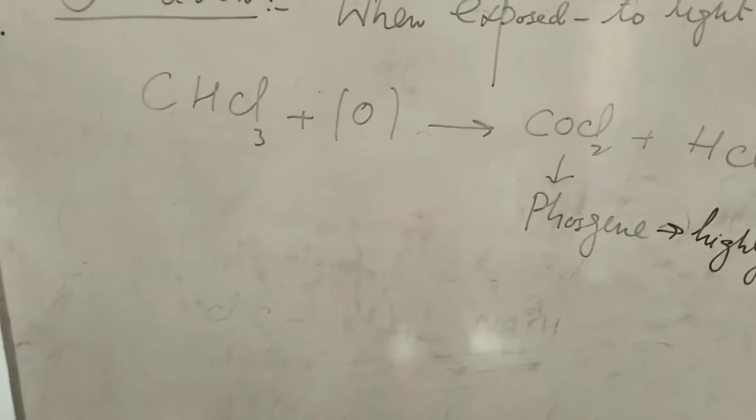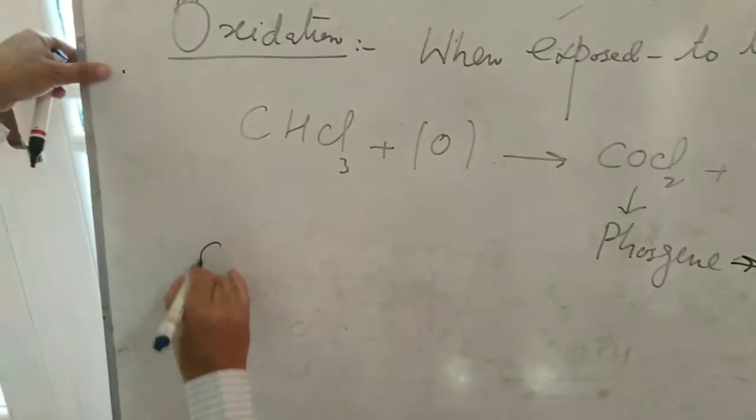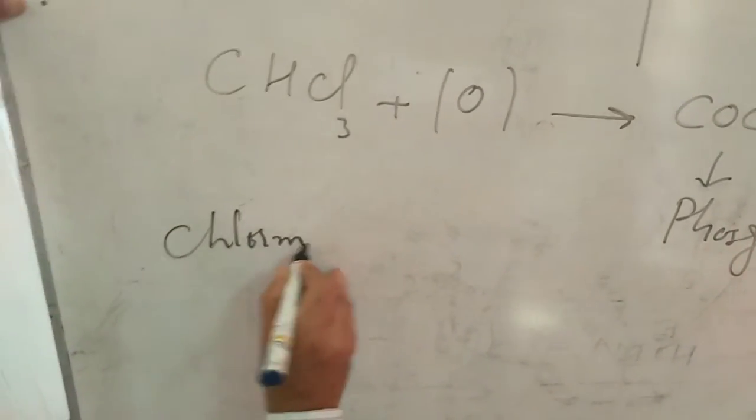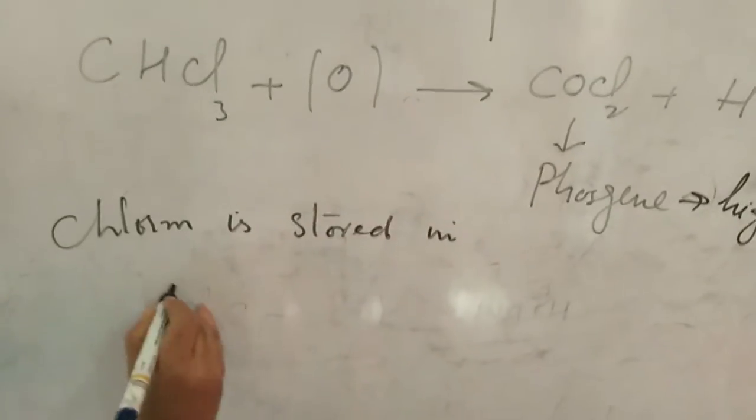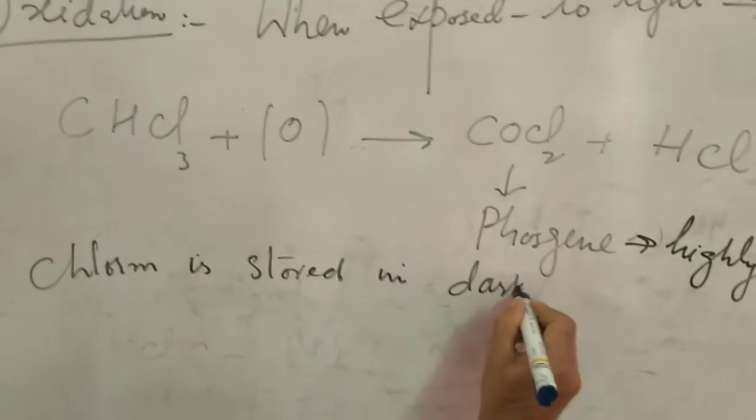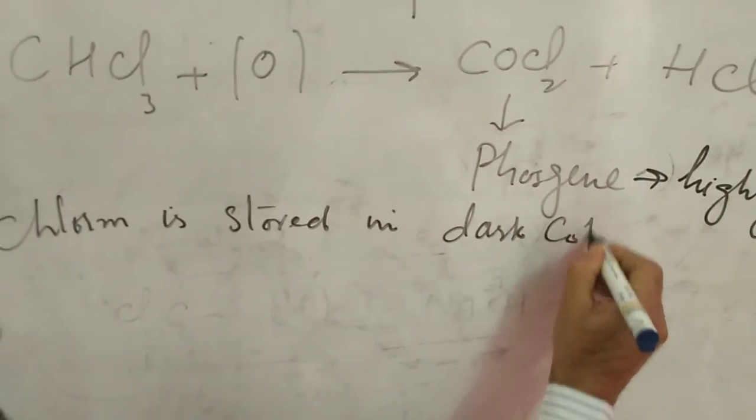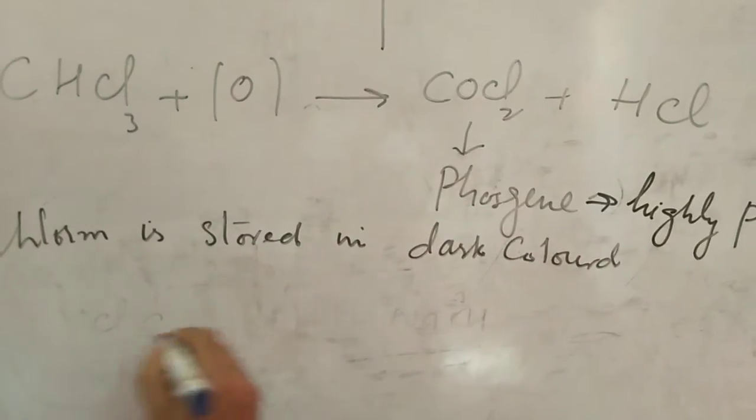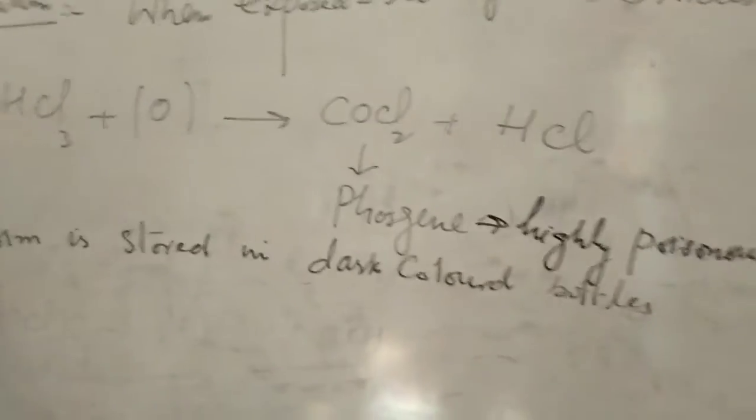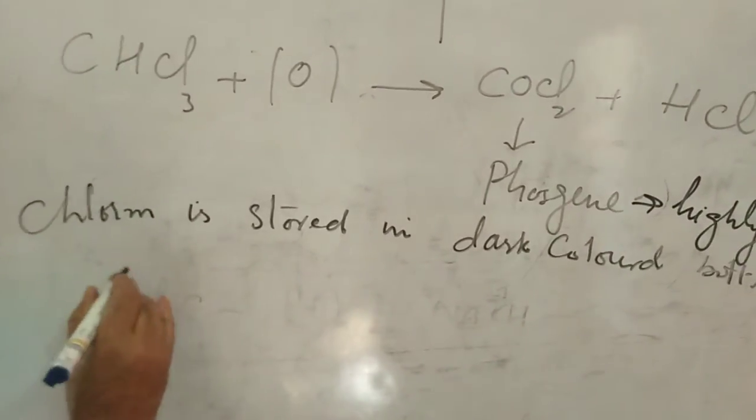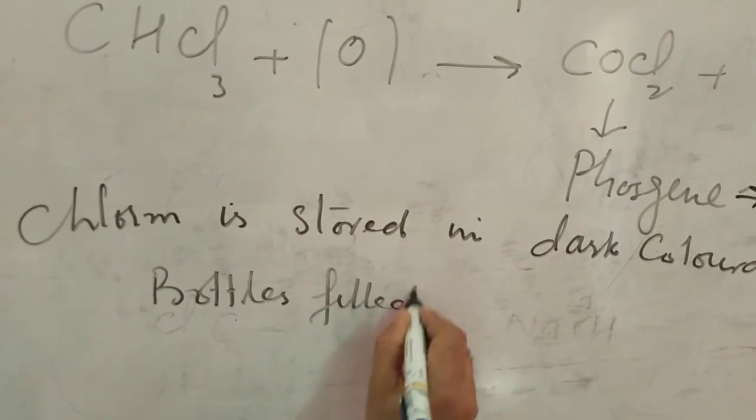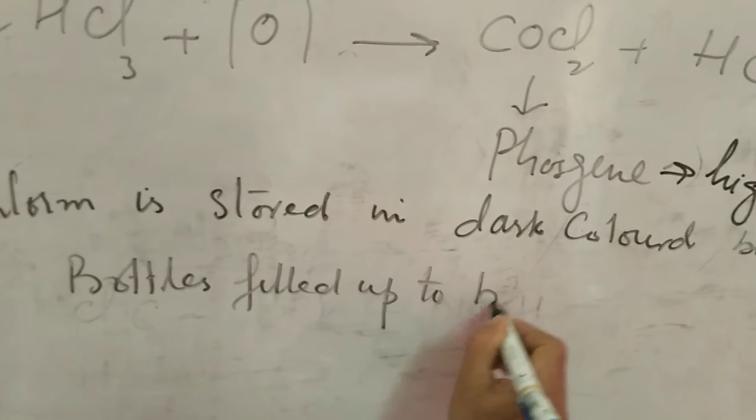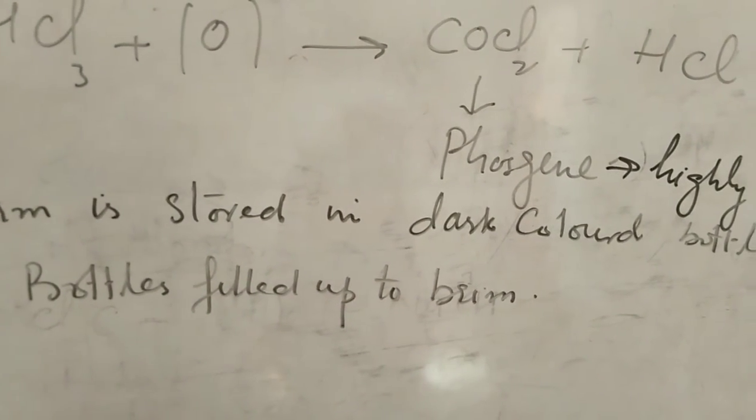Now, so chloroform जो है is stored, इसीलिए हम इसको स्टोर करते हैं in dark colored bottles, ताकि ये लाइट एब्जॉर्ब ना करे. Number second, bottles are filled up to brim, दैट मीन्स पूरा भरा जाता है ताकि एयर ना रहे.